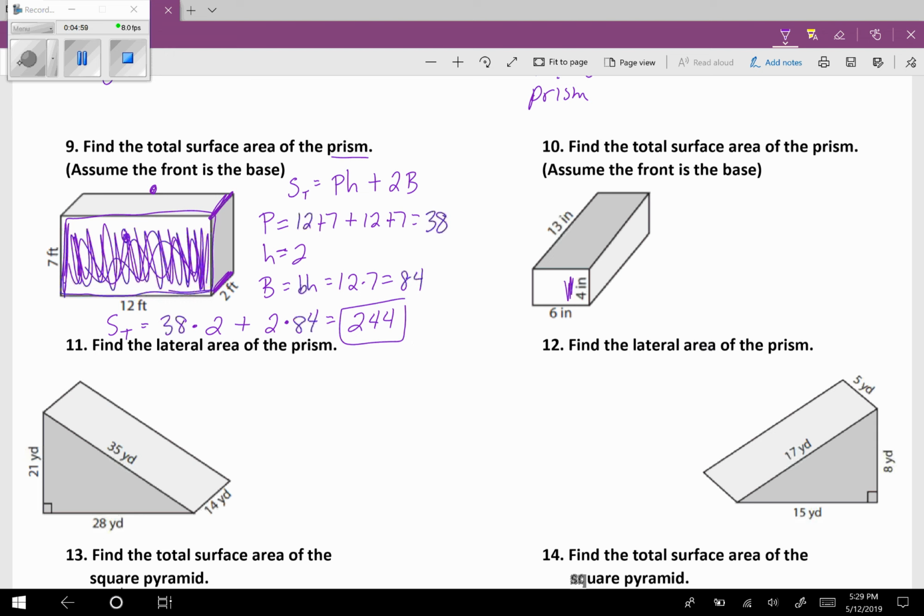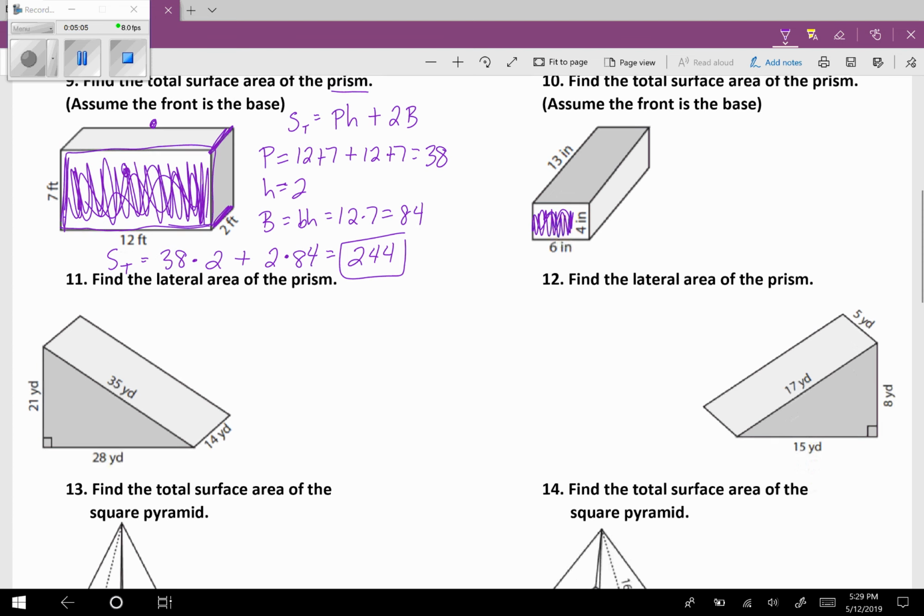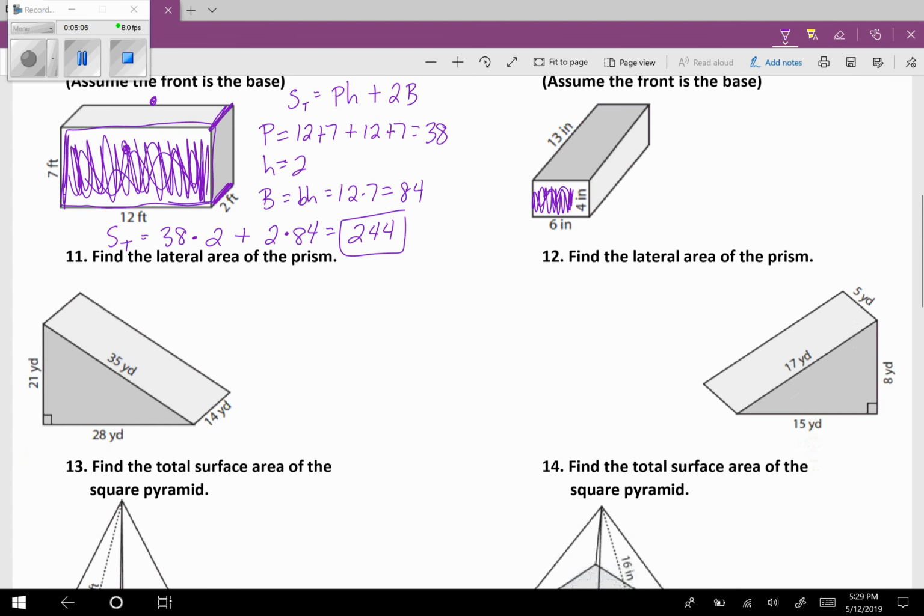Okay. Number 10, go on ahead, use this front side right here as the base. Same concept, y'all. Just use that front side as the base. Okay, number 11. It says find the lateral area of the prism. So lateral means the sides.